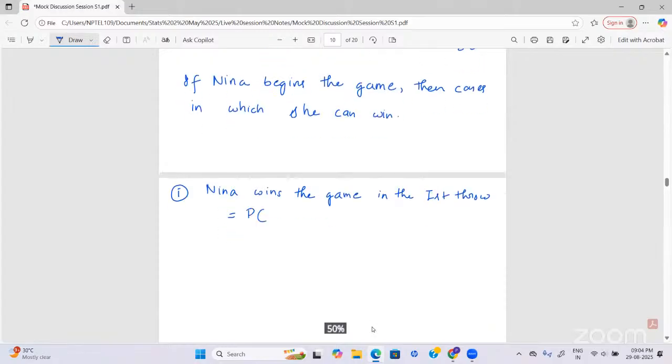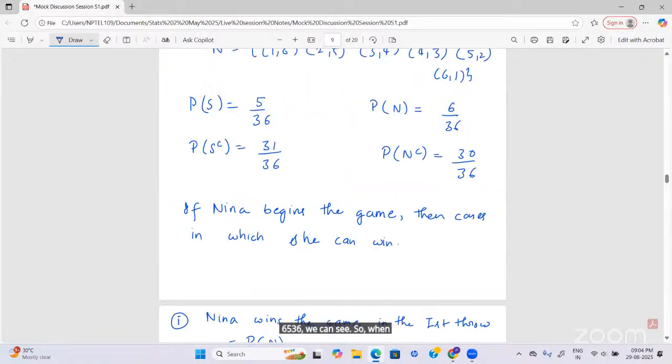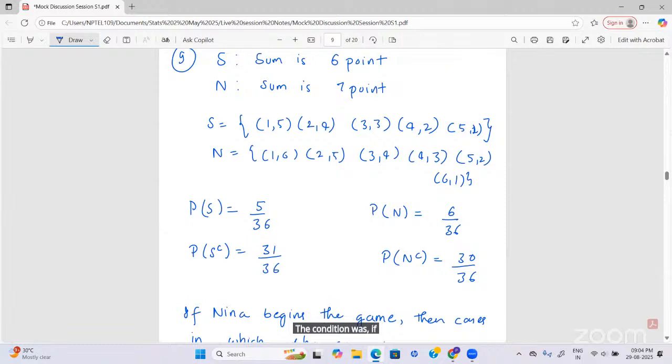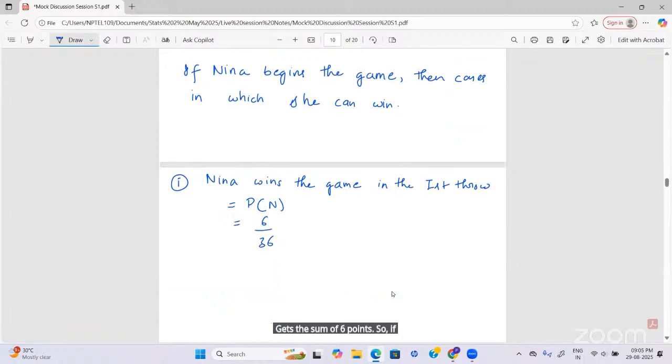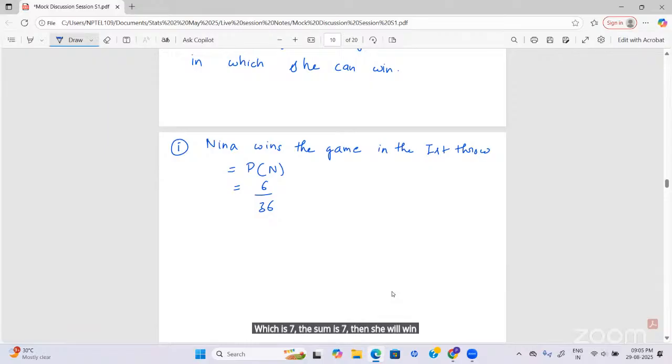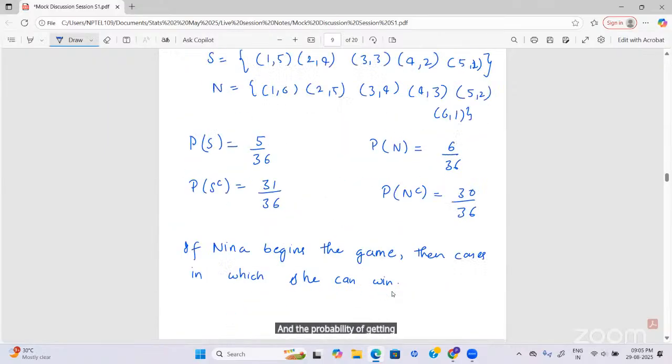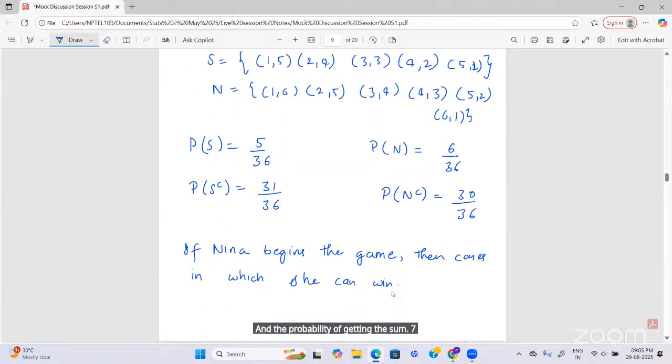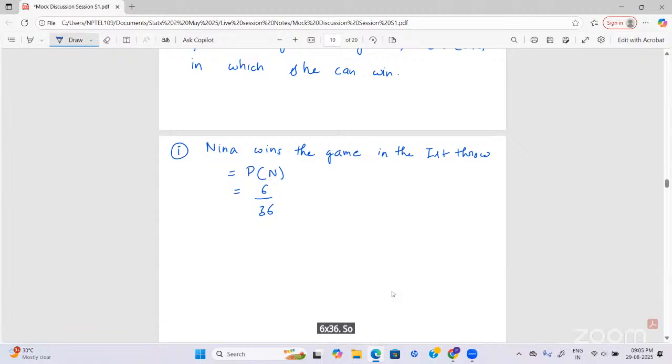Probability of N, which is 6 by 36. So when can Nina win the game? The condition was if the sum is 7 point, then Nina will win, and that 7 point should come before the other player, Sam, gets the sum of 6 point. So if Nina is getting the sum 7 in the first throw itself, she will win the game. And the probability of getting the sum 7 is 6 by 36. So this probability will simply be 6 by 36.